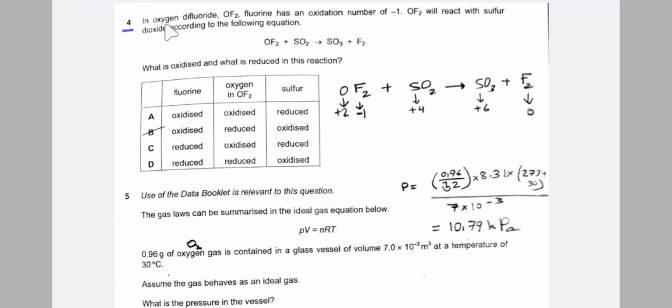In question number 4, in oxygen difluoride, fluorine has an oxidation state of -1. So we have been given the oxidation state of fluorine, that is -1. So what is the oxidation state of oxygen? -1 times 2, that is -2. And to balance this -2, oxygen has an oxidation state of +2. Then oxygen difluoride reacts with sulfur dioxide according to the following equation. So this is the equation for this reaction. What is oxidized and what is reduced in this reaction?